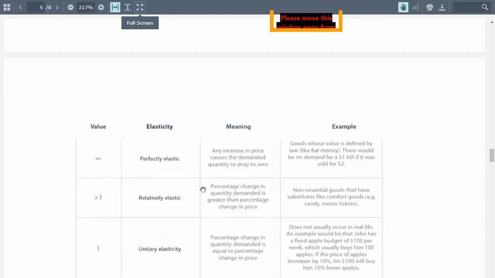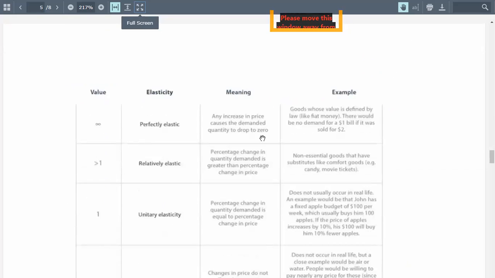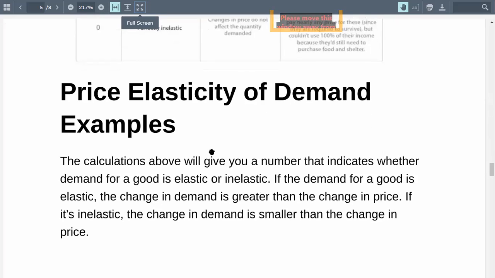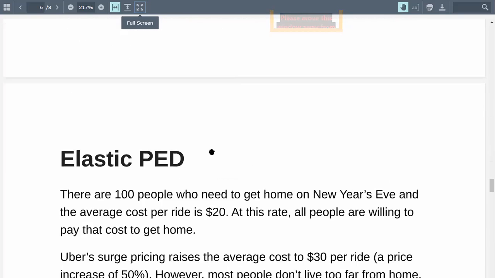Now let's look at certain examples. These are the different types of elasticities we have. For example, something that is stretchy: if the demand changes a lot with a small change in price, a significant change in demand, that is relatively elastic demand. If the change is infinite, where an increase in price causes the quantity demanded to drop to zero, that is infinity, perfectly elastic demand. Then there's unitary, then perfectly inelastic. We're going to be looking at each one of them separately as well.